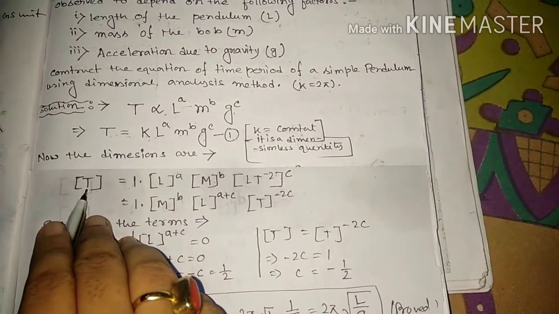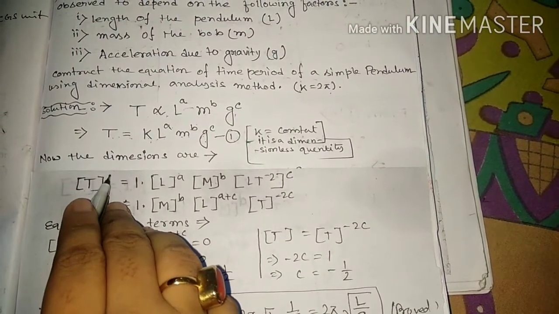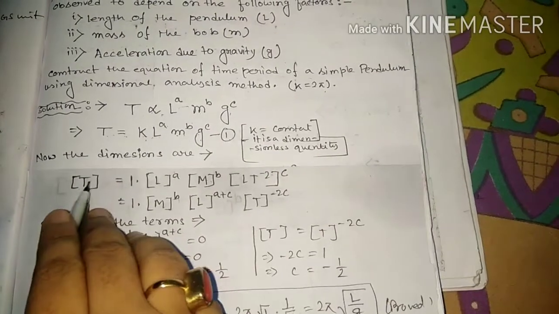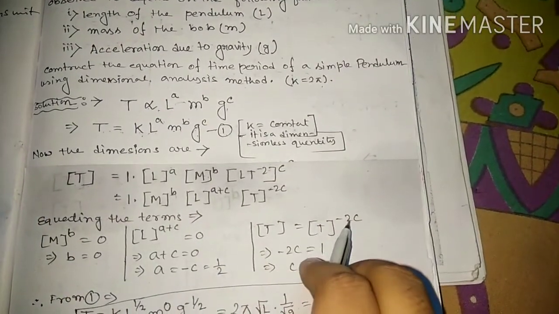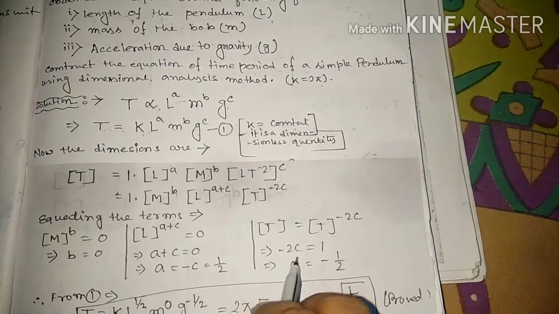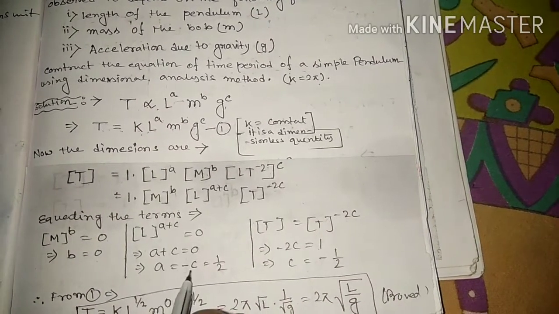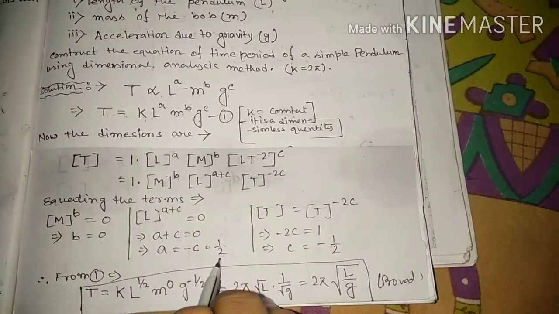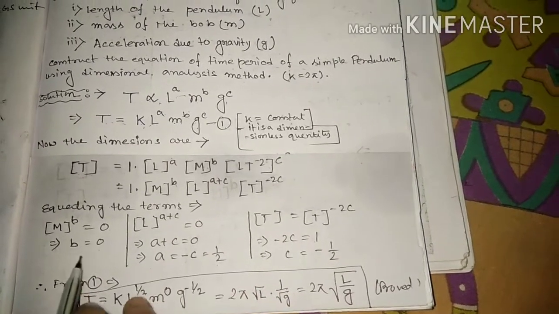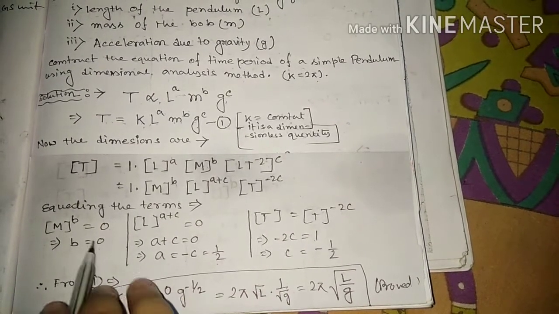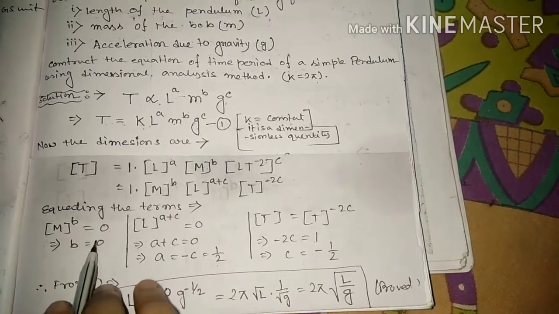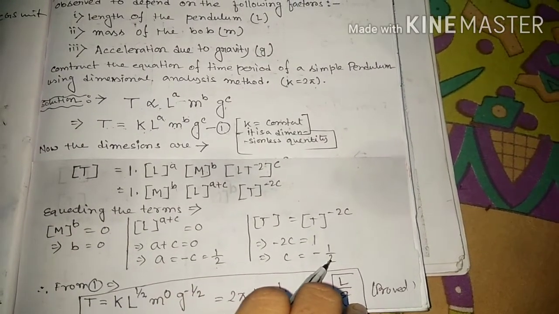Now for the t term, no power is there on this side, that means it has power 1. So t to the power 1 equals t to the power minus 2c, so t cancels, minus 2c equals 1, c equals minus half. We put it here, so we get the value of a equals half. So we get the values of a, b and c: a equals half, b equals 0, c equals minus half.